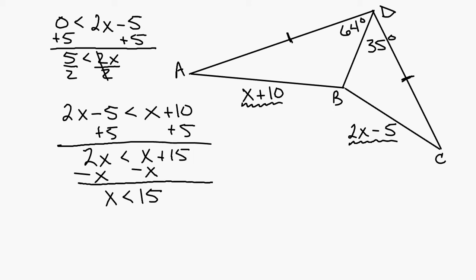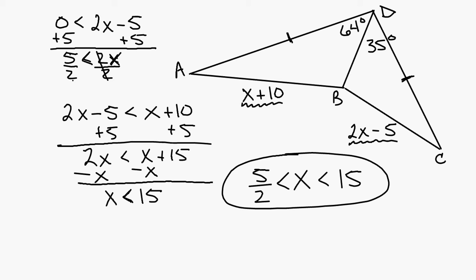So now you can rewrite this. Do you see how this x, 5 over 2 is less than x, and x is less than 15? So 5 over 2 is less than x, and x is less than the 15. So that would be your range of values for x in that example.